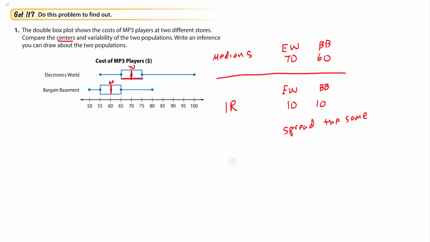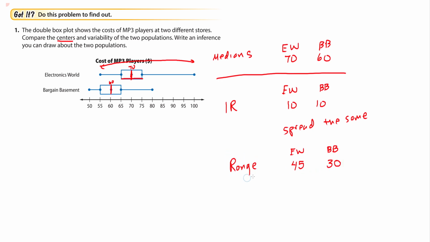Now, if we use the overall range, we could actually do that. The only problem with that is there might not be but one MP3 player and everything else is way cheaper. So we don't really know about that. But if we did the overall range, that is from here all the way to here. That would be 55 to 100. The overall range is 45 for Electronics World. For Bargain Basement, it goes from 50 to 80, so it's only 30.